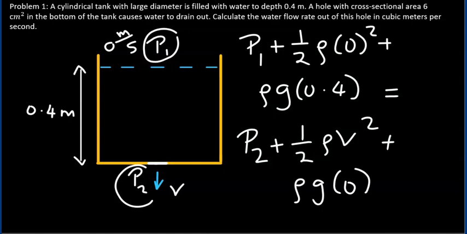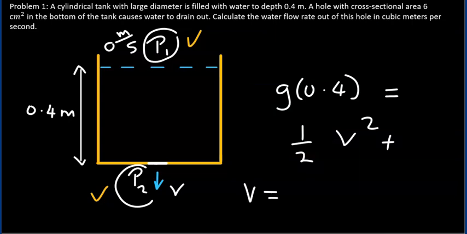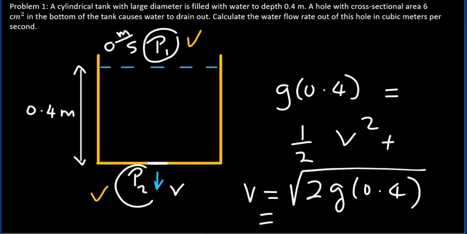Now note that since pressure P1 and P2 must be the same, they are atmospheric pressures, so that goes away. This is 0, this is 0. The density will cancel, and we can immediately solve for v. And solving for v, you will get the square root of 2 times gravity times 0.4, which is 2.8 meters per second.